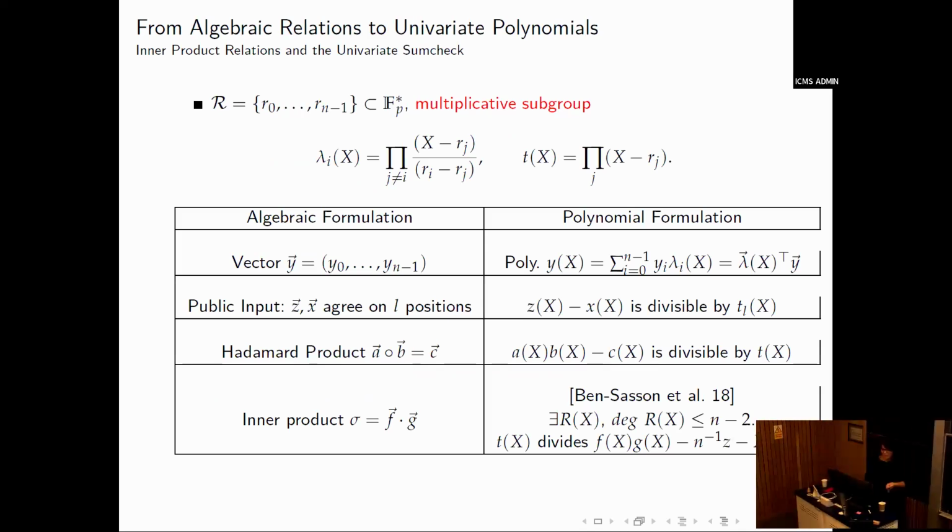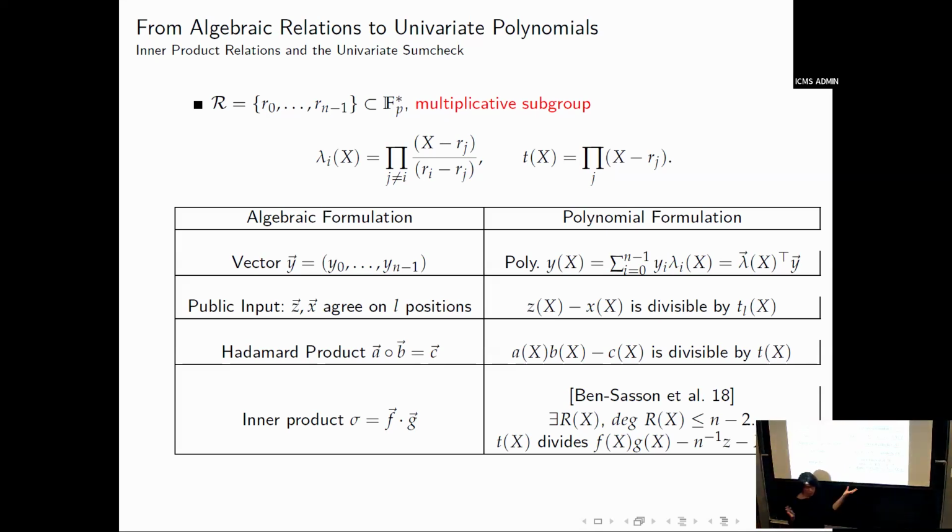Okay, so now the next thing I want to do is take algebraic relations and write them as polynomial relations. And for many relations, this is quite automatic. So actually you don't need to do anything. There's no protocol really involved. It's like an isomorphism: if you have a vector, you can transform it to a polynomial. Here you're doing nothing. It's a change of basis.